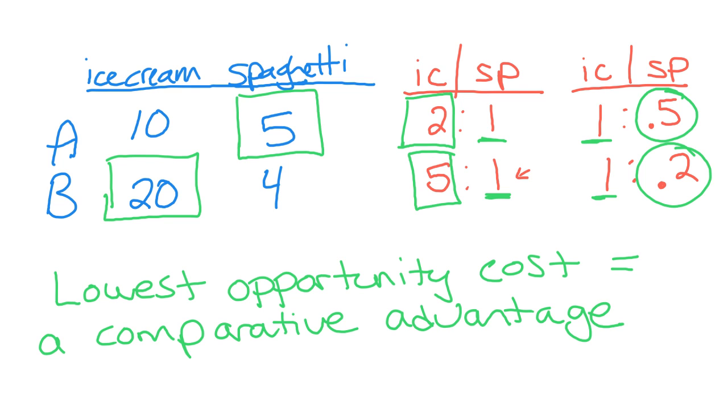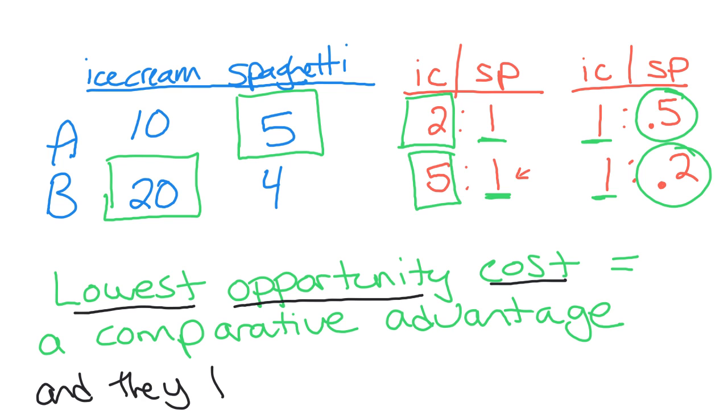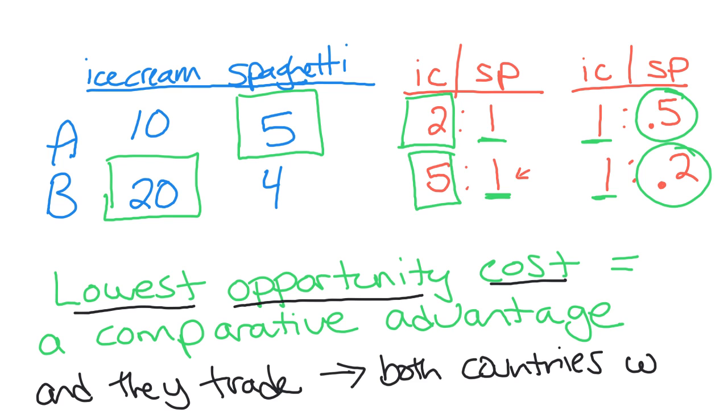If both countries produce what they have a comparative advantage with and they trade with each other, both countries will be made better off. That's important. Let me repeat that. If they both produce what they have the lowest opportunity cost for and they trade, both countries will be better off. And that is how comparative advantage works.